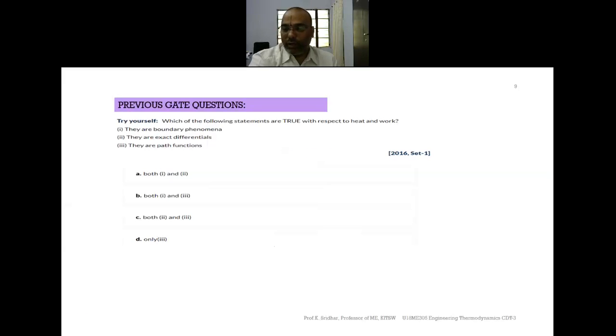So these are the topics. Now we have clearly studied the differences between work and heat, that is the similarities and dissimilarities, and similarly how you can distinguish the path function from the point function. So with these heat and work and point function and path function concepts, let us see what type of questions were asked in the previous competitive examinations. One sample is given from the 2016 Set 1 GATE examination.